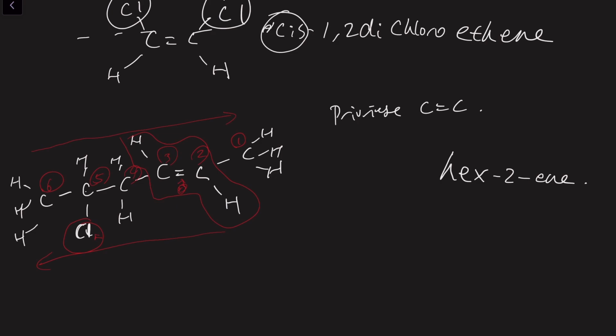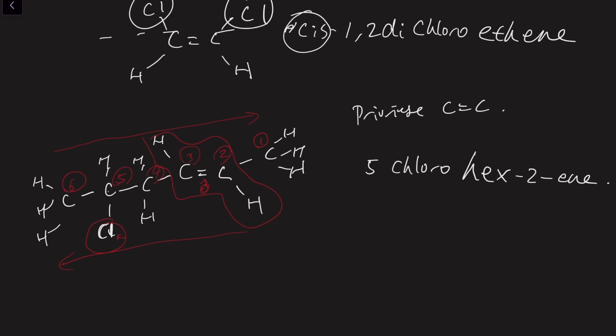And we are not finished yet. We have 1 chlorine atom on carbon number 5. So chlorine atoms means we have a chloro group, and it's on the 5th carbon, so 5 chloro. And it is a trans arrangement. So trans 5 chloro hex 2 ene. So this is the name of this molecule.